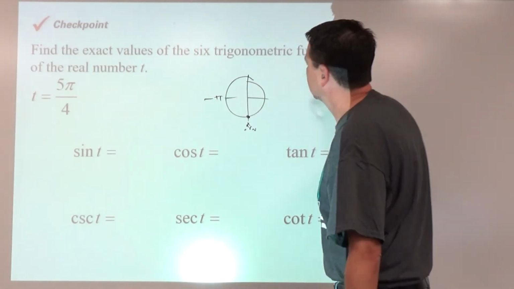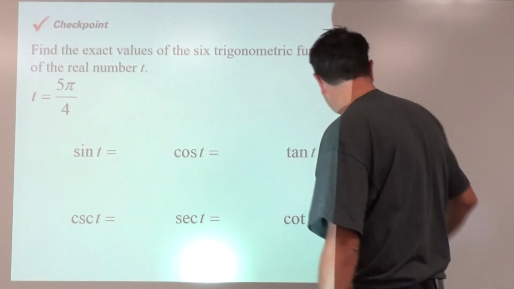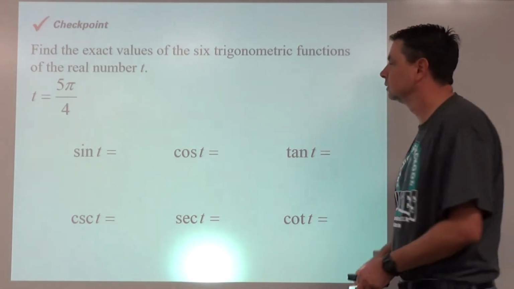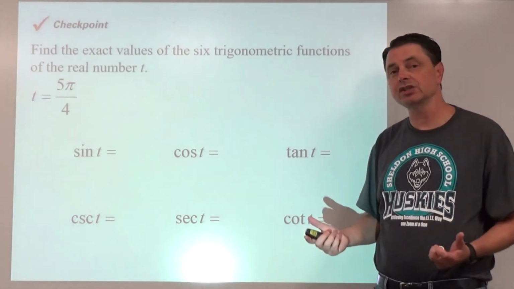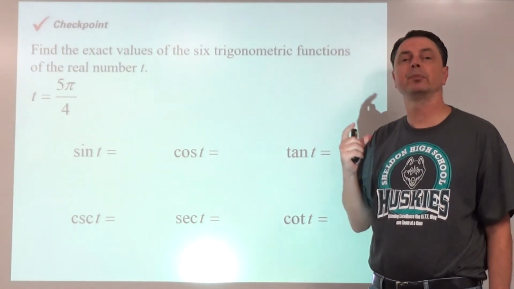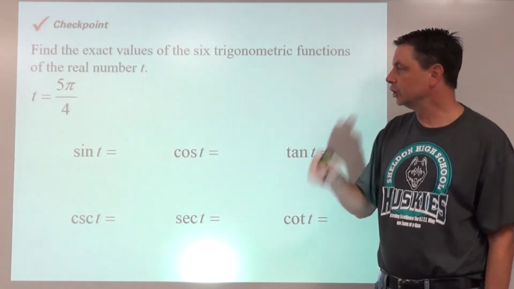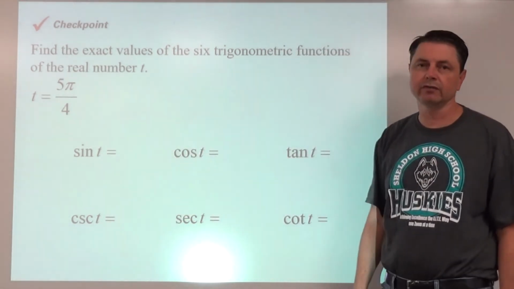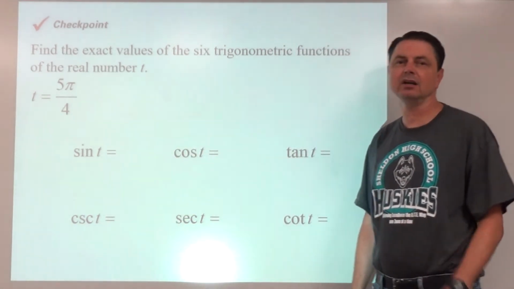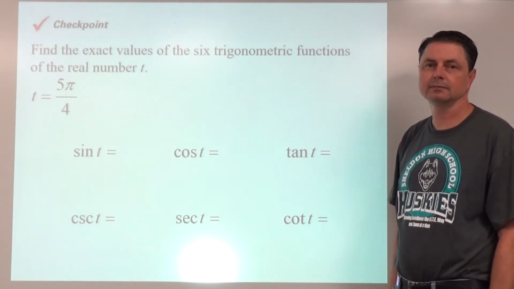Checkpoint. Our angle is 5 pi over 4. Think about where that is, maybe sketch it. More importantly, come up with the coordinates. Use the coordinates to evaluate our 6 trigonometric functions. Pause here until you've completed it.